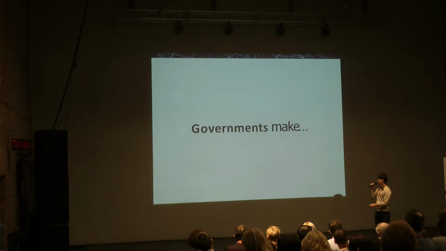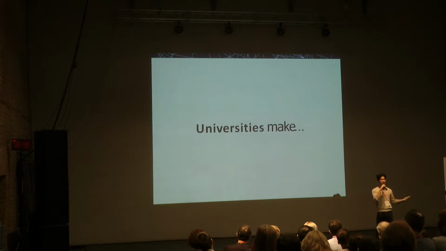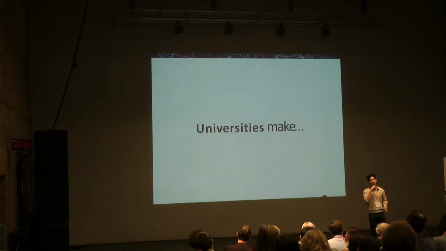And finally, we have universities, which is another type of public good. They create knowledge, right? So they bring together teachers, students, resources, money, labs, to create more knowledge that people can use. And so this bundle of resources can be represented on the blockchain.